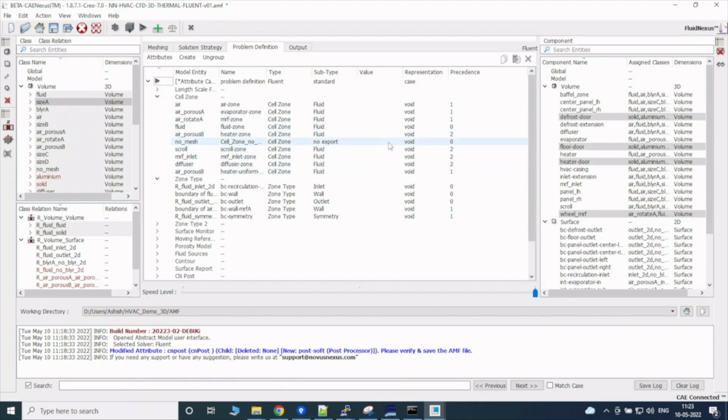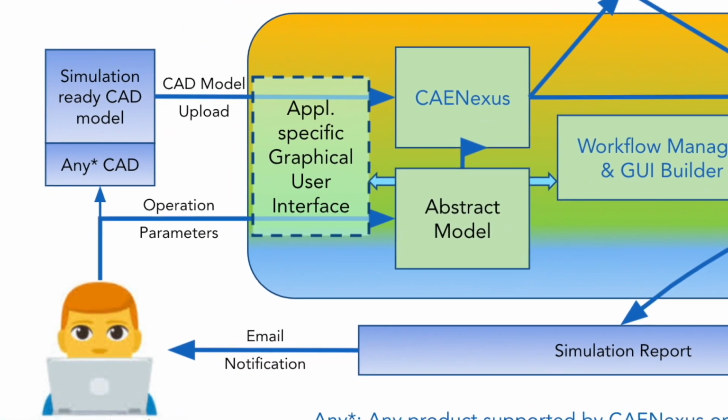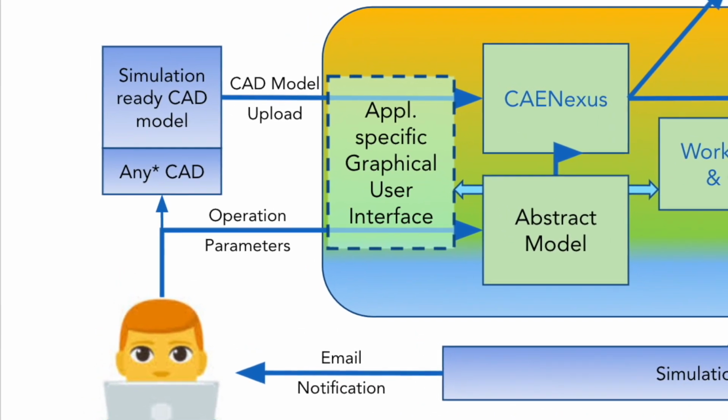This is where all of the titles that we create in the abstract model are now going to be taken and labeled on the simulation-ready CAD model so that CA Nexus can marry the two together.